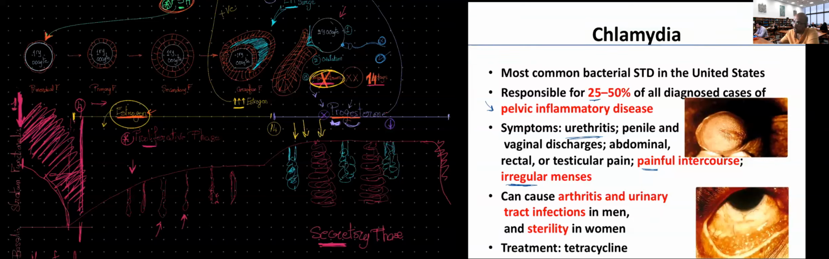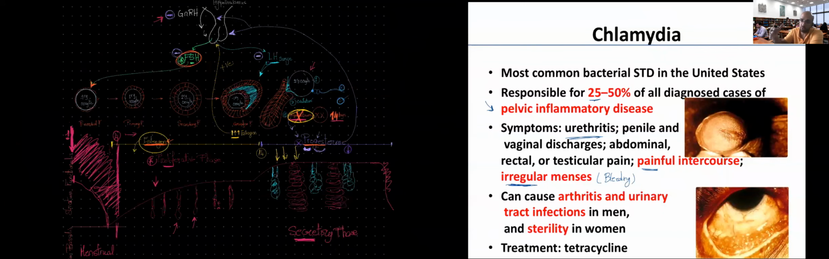So actually, irregular menses is simply bleeding that will be falsely reported as irregular menses. So chlamydia does not affect the ovarian hormonal cycles. Right? What happens here is simply bleeding due to the irritation of the mucosa that will be mistakenly reported as irregular menses. It can cause arthritis, inflammation of the joints, urinary tract infections, and can result in infertility and sterility in females.